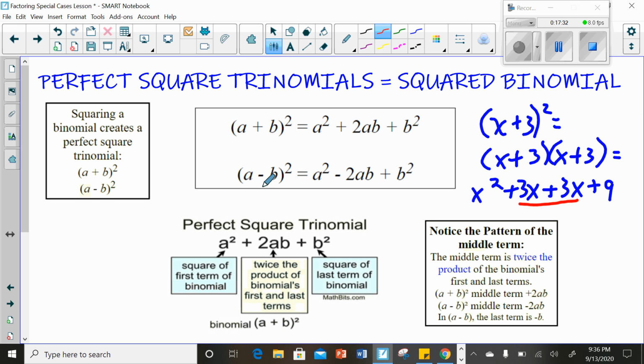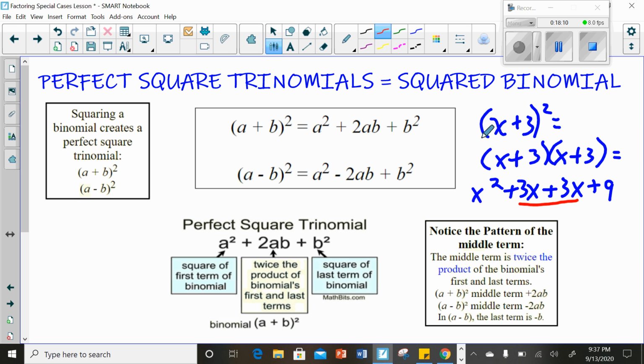So notice that the pattern says a being our first term, b is our second term. So you're going to take the first term and square it. First term here was a, they squared it and got a squared. Notice that our first term here is x, and if we squared it, didn't we get x squared? Then it says take 2 times a times b. So you're going to take this times this and double it. Why? Because if you take x times 3, that's 3x, and double it, didn't we have 2 inner and outer terms that were identical? That's why we have 2 of these 3 times x's.